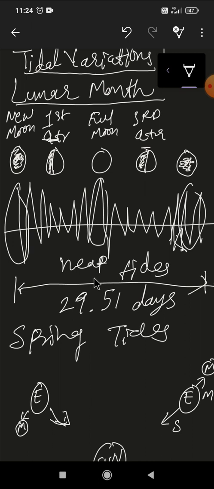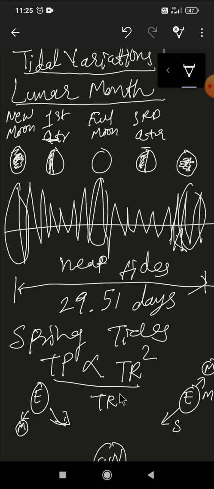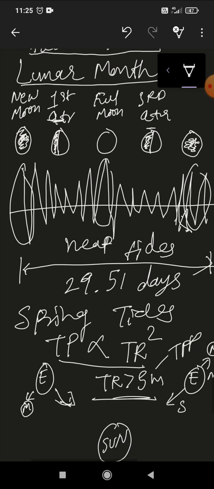So tidal power is proportional to the square of tidal range. Hence, sites having more average tidal range, about 5 meter or more, are preferable for a tidal power plant. So, a tidal range greater than 5 meter is preferred for a tidal power plant. So, this is the concept of tidal energy, and how tides and tidal energy work.